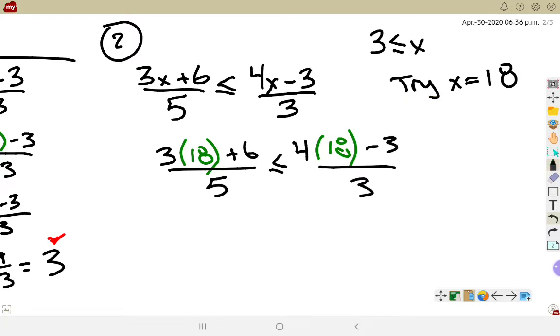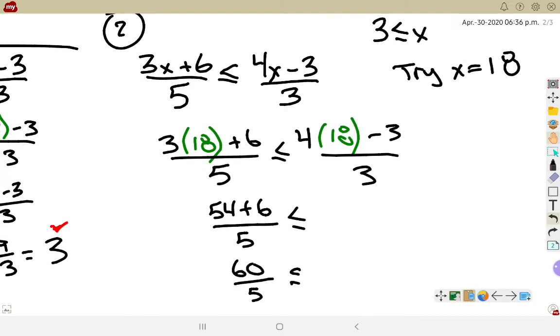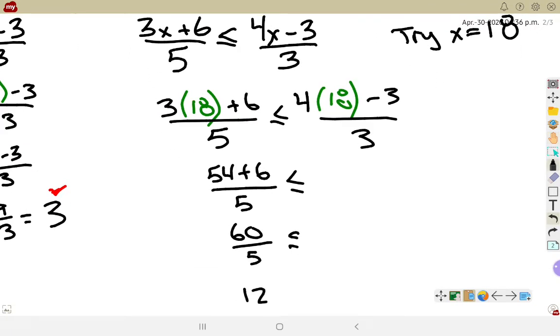Alright, so 3 times 18 gives us 54. And then we have 54 plus 6, and that's all over 5. 54 plus 6 is 60 over 5, and 60 over 5 is the same thing as 12. That side worked out nice. It's kind of convenient. Let's see the other side. So we've got 4 times 18, so that would be 72. 72 minus 3 is 69. 69 over 3 is 23. And so we have a true statement. 12 is smaller than or equal to 23. So we did a good job.